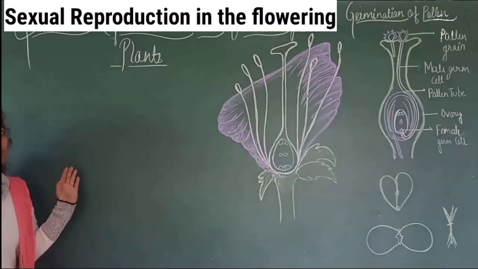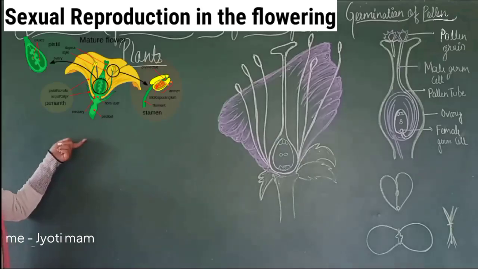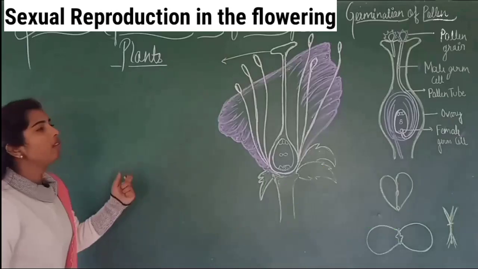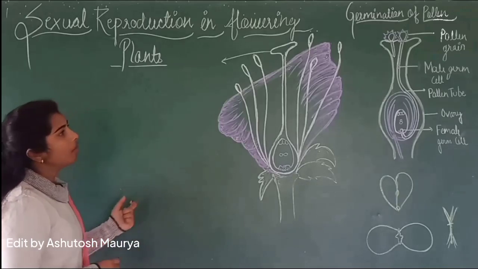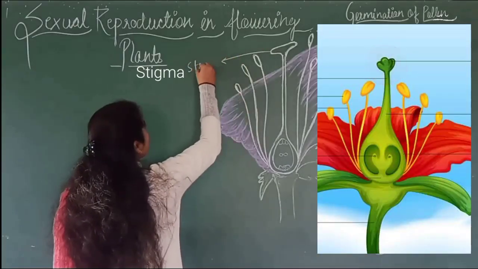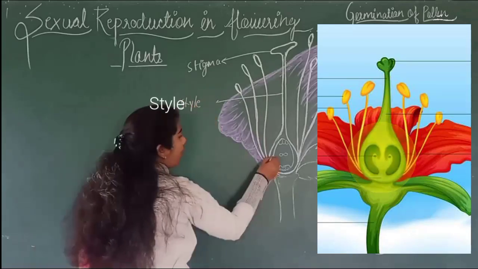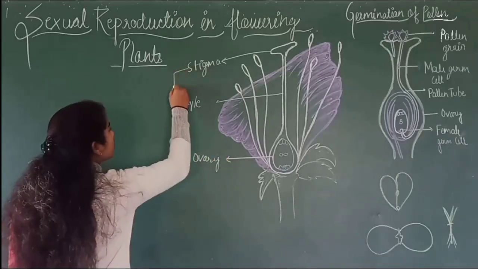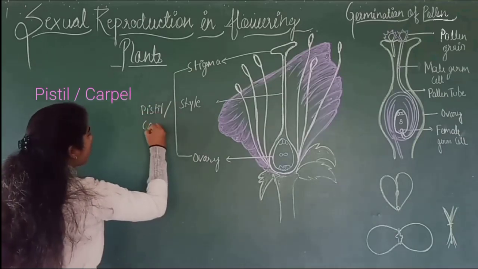In flowering plants, you all know that in the sexual mode of reproduction there is involvement of two gametes, male and female. The angiospermic plants have reproductive organs: the carpel or pistil is the female part and the stamen is the male part. This is the stigma, the elongated portion is known as the style, and the swollen bottom part is known as the ovary. Stigma, style, and ovary are known as the pistil or carpel.